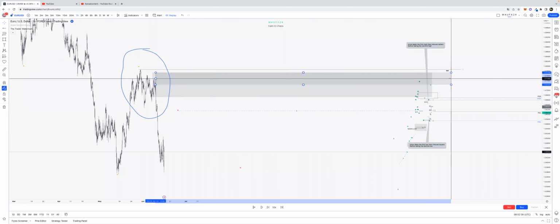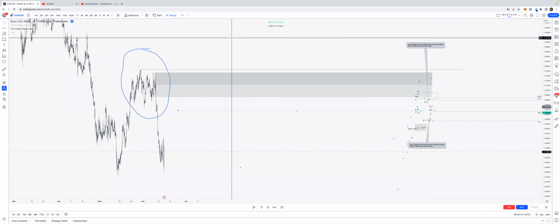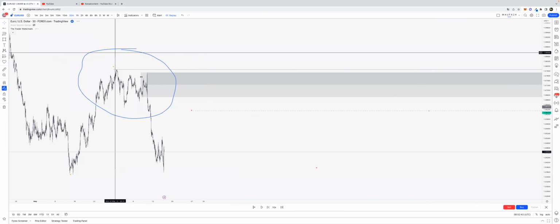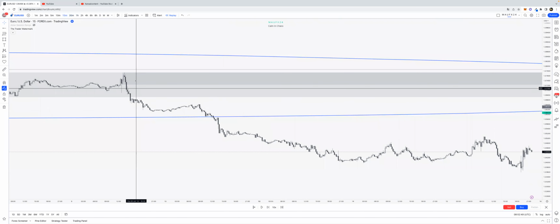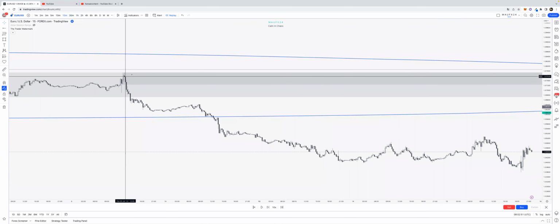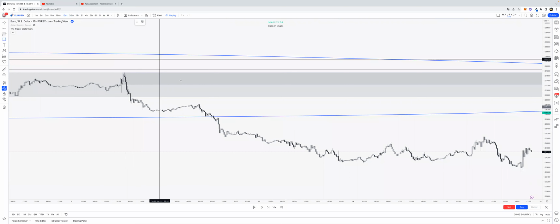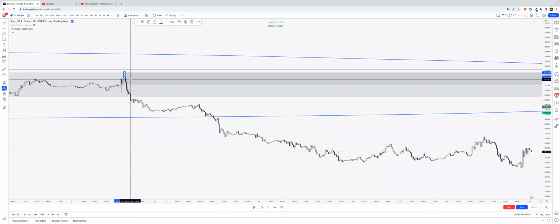Let's expand it. Did we tap into it? Yes, of course we did. That's where we turned around from. Let's see if we can go lower. That will be perfect. Even lower. Yes. All right, so we got the 1 hour over here as well, or the 15-minute over here as well. Let's take that one as well.